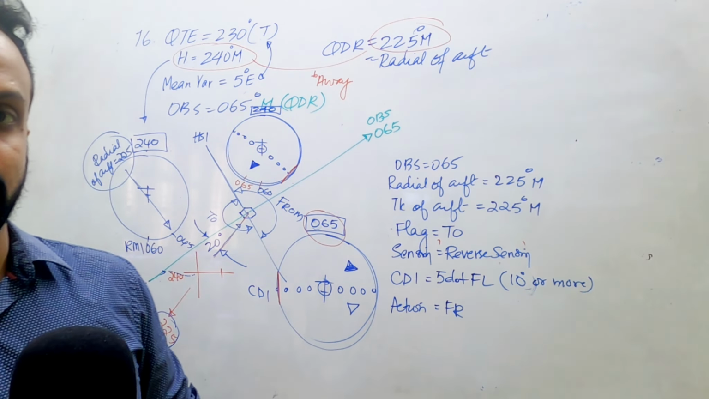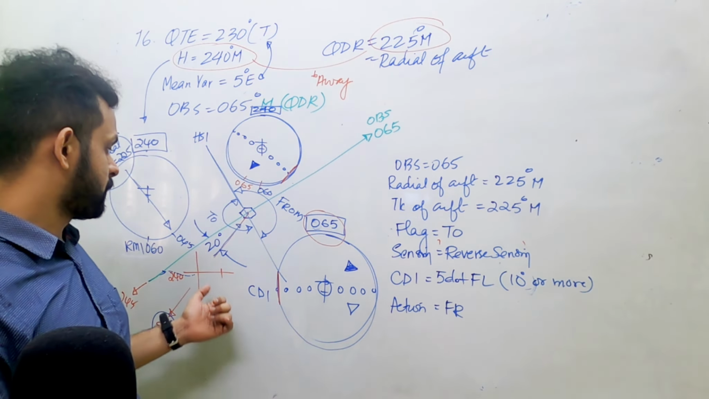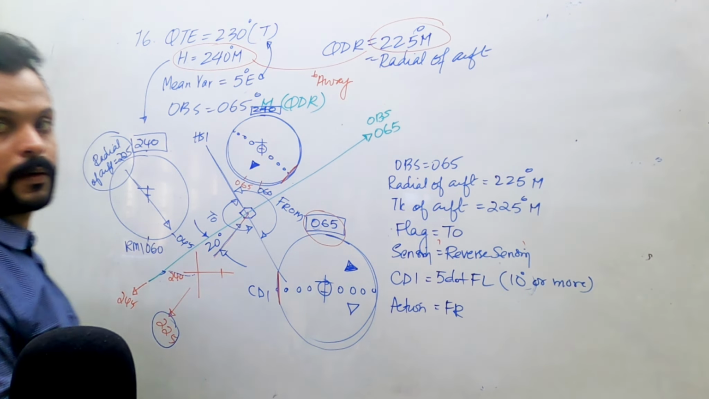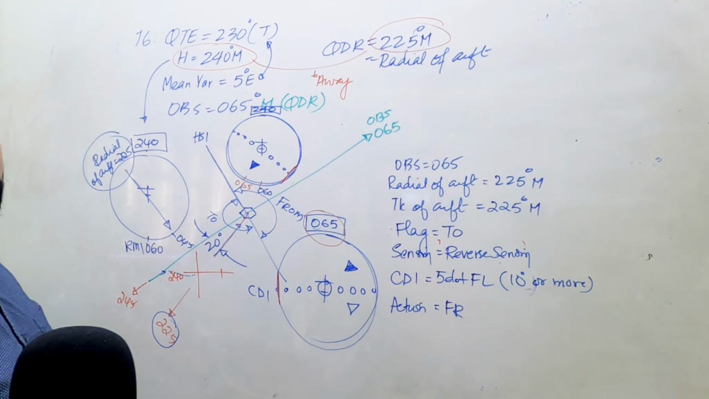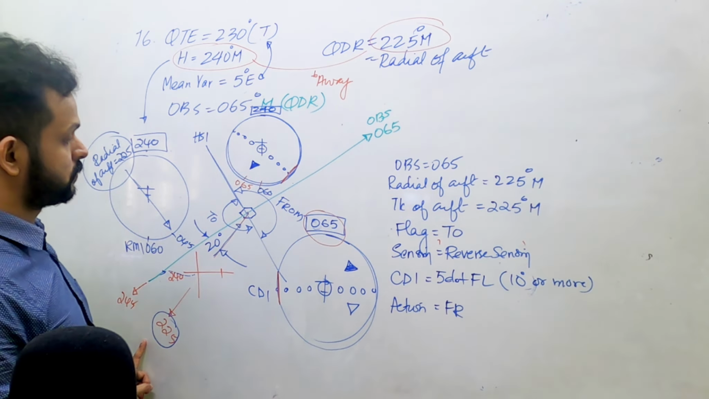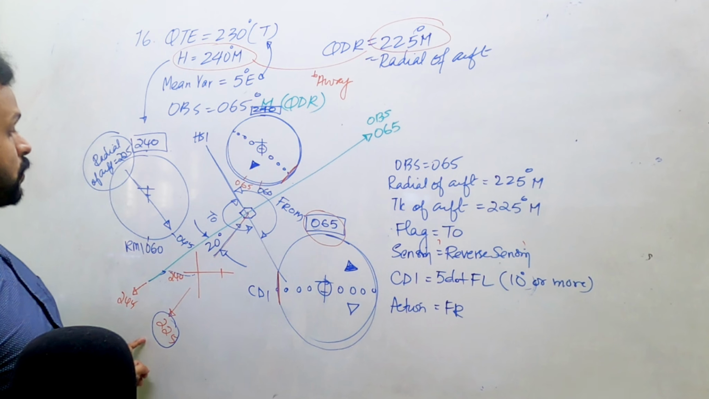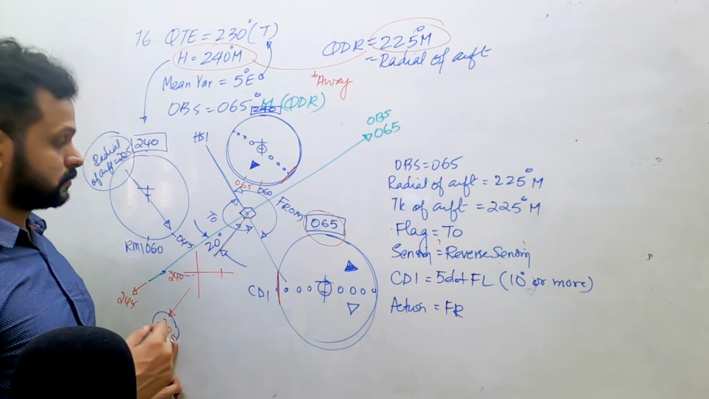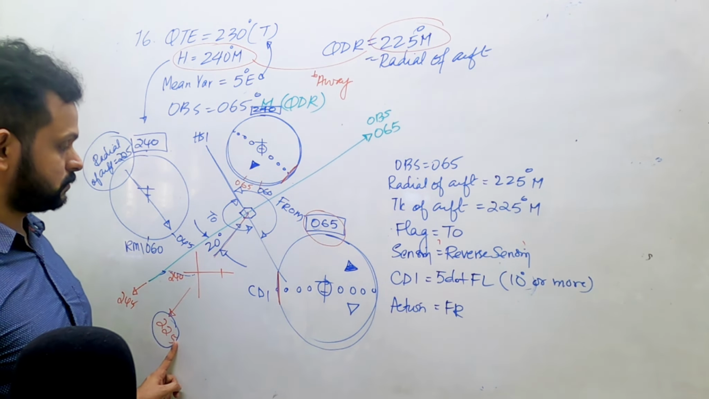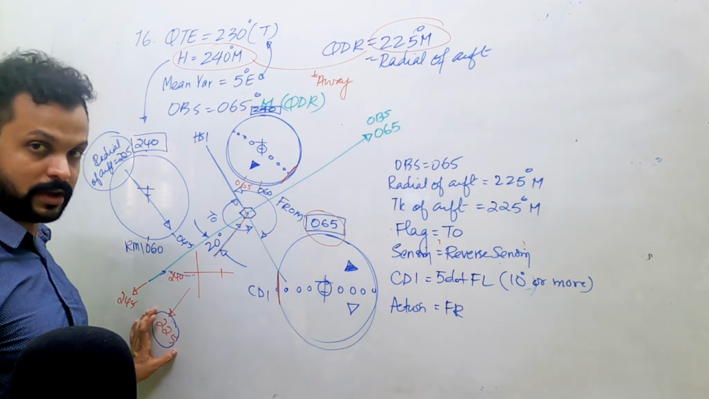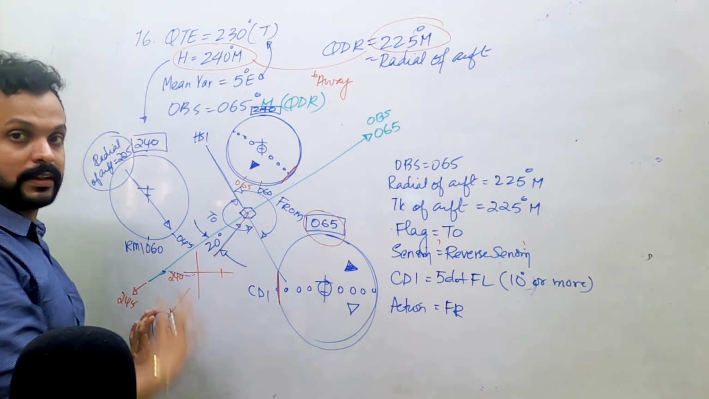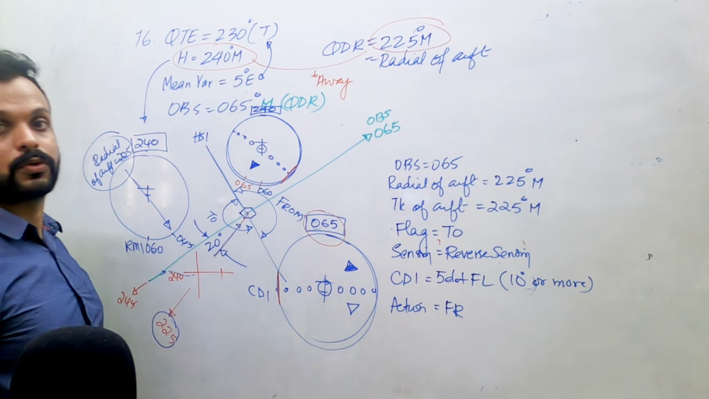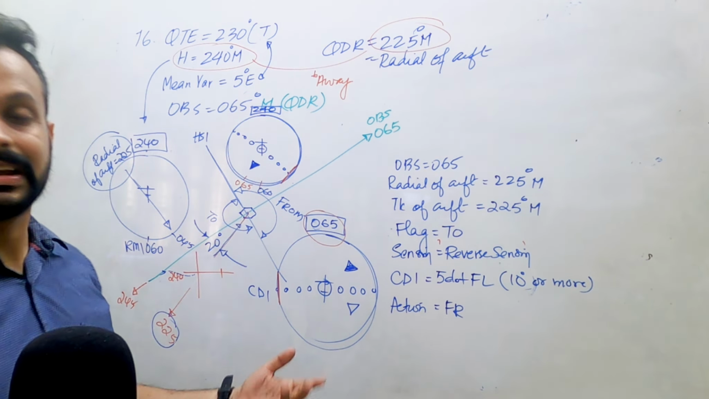And you can sit here. If I want to center a CDI at the current location, what am I supposed to OBS? Either 225 or 045. If I OBS 225, the aircraft is on the front side and therefore there will be a from flag. If I OBS 045, it's going to be a to flag with CDI centered.